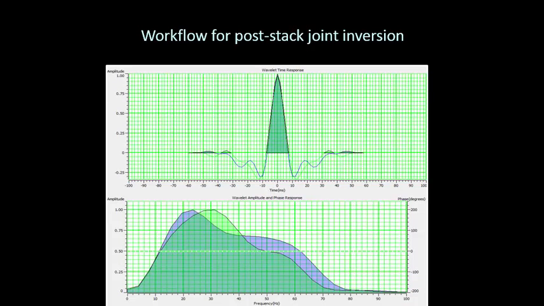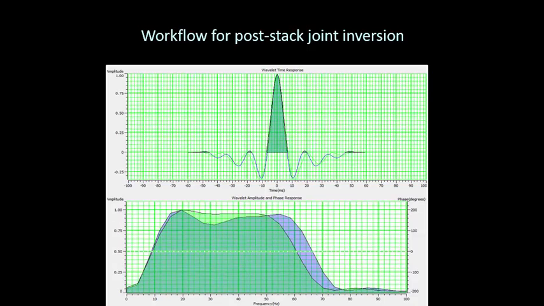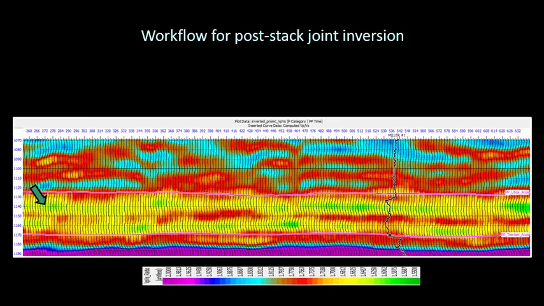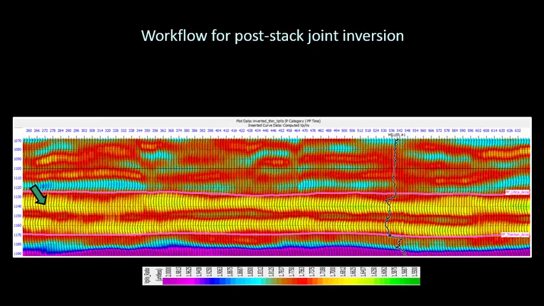These are the statistical wavelets extracted from PP and PS. The lower one is PS data, obviously. And this is what we do when we balance it. Look at the wavelets, similar. And now, look at this section. This is the VP by VS section that has been derived, and this is what you get now. Look at the continuity, the resolution.